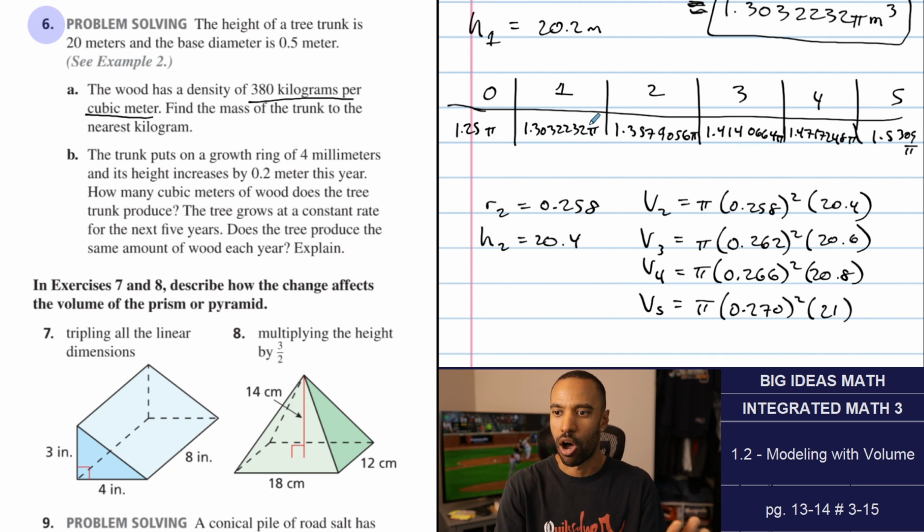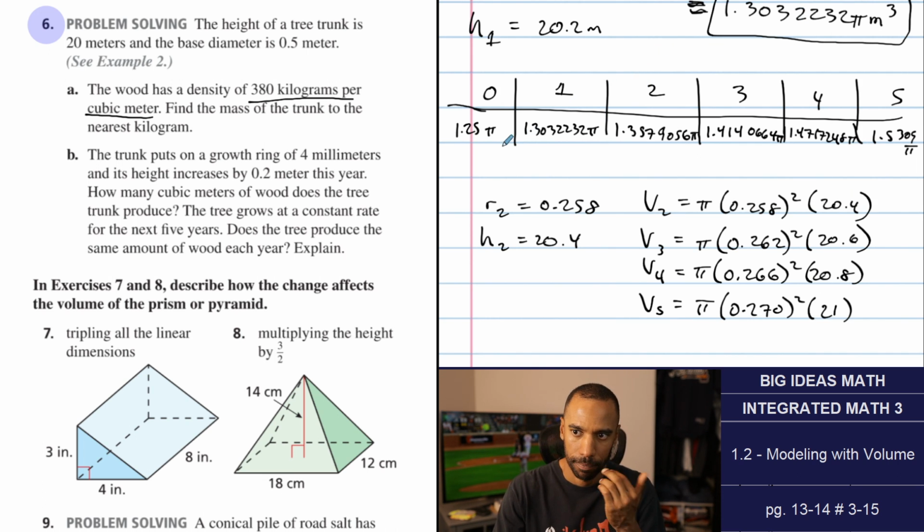So I have 1.4, 1.40664 pi. The pi part won't really matter as far as what we do when it comes to difference. It's really just subtracting those numbers. So 1.4717248 pi. I'm not fitting this very well on my sheet. I probably should have gone column-wise. And the last one is 1.5309 pi. Okay, so I have them all written very small.